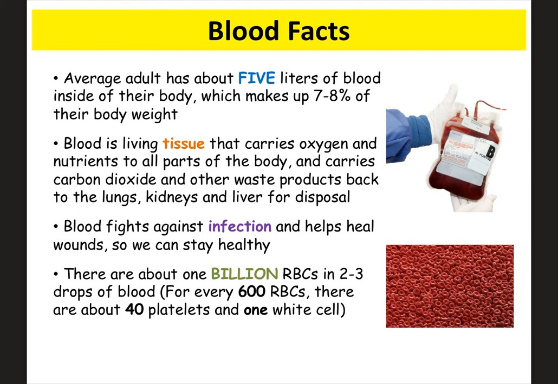Blood is also important in fighting infection. We want it to be sealing our wounds. We want it to be part of our immune response so we can stay healthy. And there are 1 billion red blood cells in 2 to 3 drops of blood. That's just trying to give you an idea of how many red blood cells there would be in just 2 to 3 drops of blood. For comparison, for every 600 red blood cells, there's only about 40 platelets and 1 white blood cell. So the white blood cells are not as common as the red blood cells.